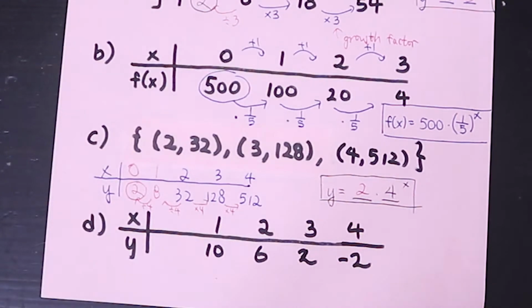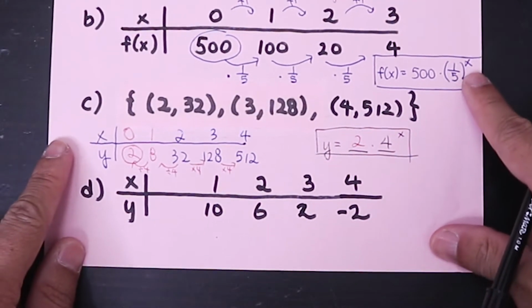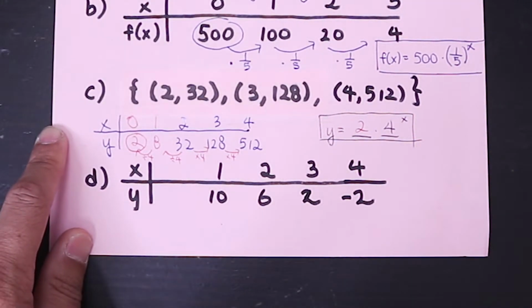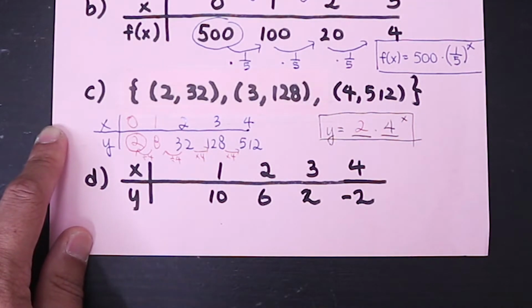Still easy, isn't it? For the next part, part D, you notice that it's pretty much back to the table, but this time, I don't see a multiplication pattern anymore.